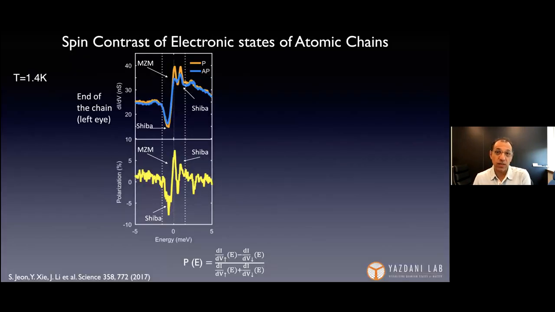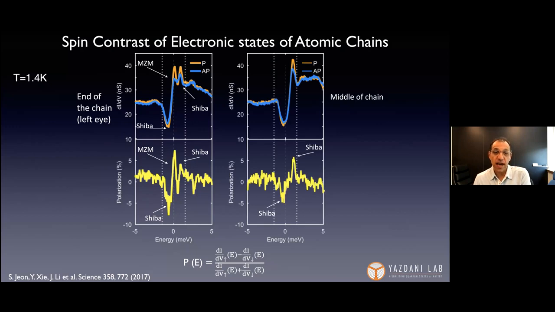In fact, when we did these experiments on atomic chains, at the end of the chains where we see the zero bias peak associated with the Majorana zero mode, we see a very large spin contrast. When you calculate the polarization, you can distinguish that spin contrast from that of the trivial in-gap states that appear at other energies, which not only exist at the end of the chain, but also exist, of course, inside the bulk of the chain of these magnetic ions. This asymmetric feature is a characteristic of these in-gap states.